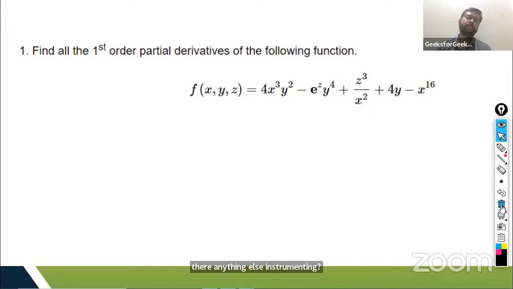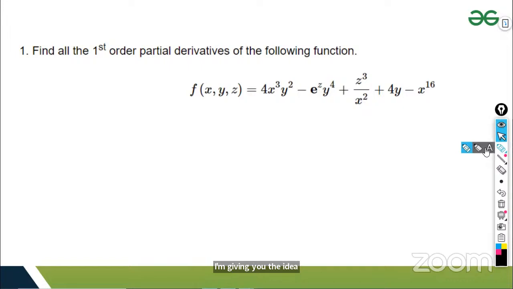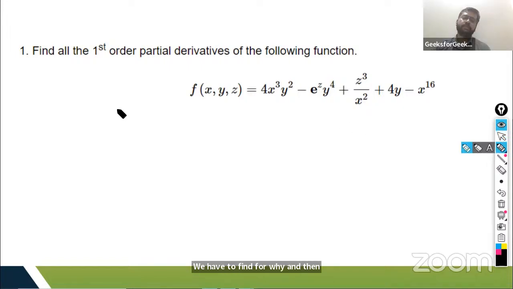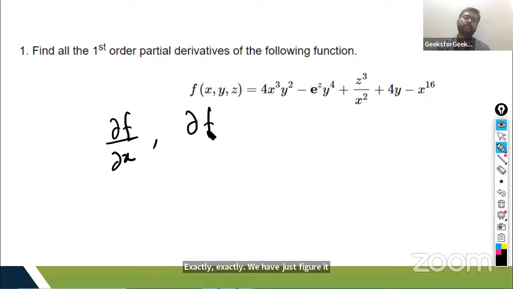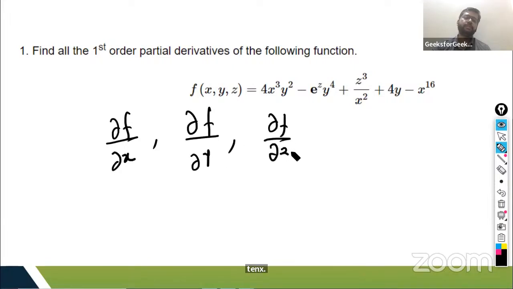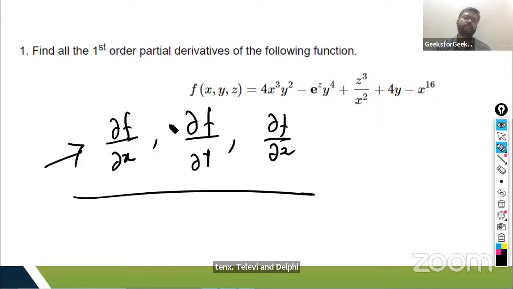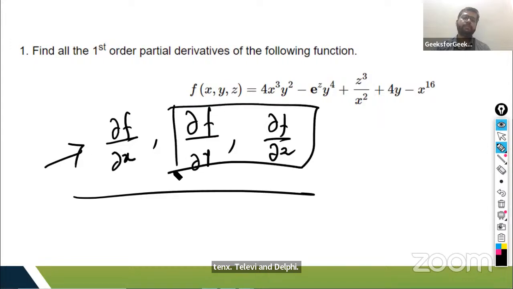I'm giving you the idea. We have to find it for y and z as well. Exactly, we have just figured out del upon del x. We have to find del upon del y and del upon del z. So I have configured this part. You just find me this one. Do the practice of the question.